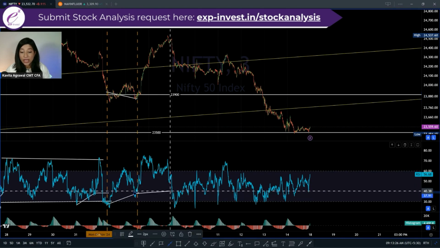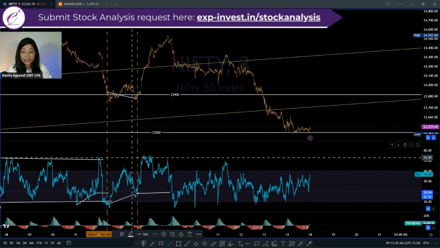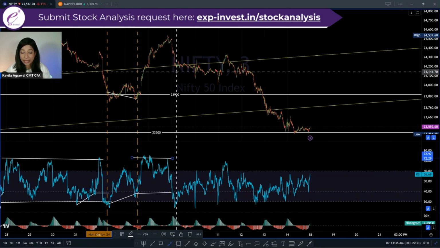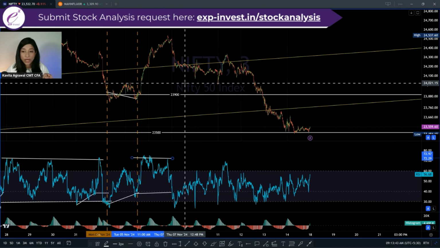This was done, and then we can see that the RSI here has sustained above the level of 60 for quite a while, showing a positive range. What happened after this? This sharp decline, which was on the 7th of November, that is Thursday.